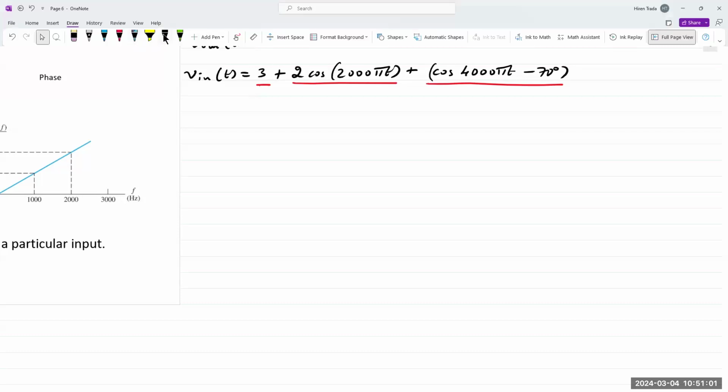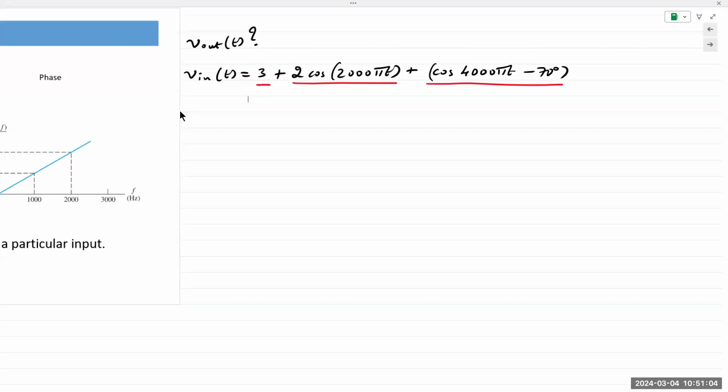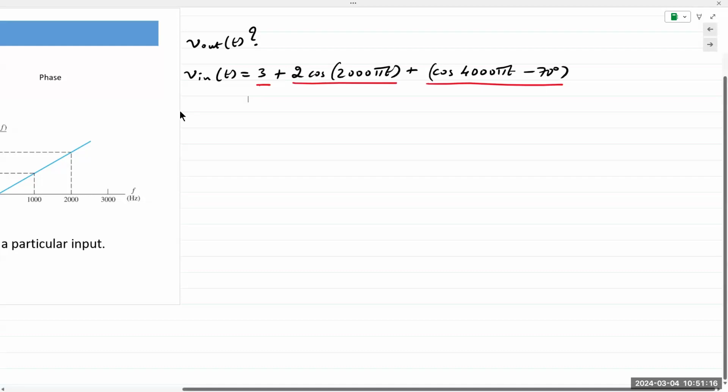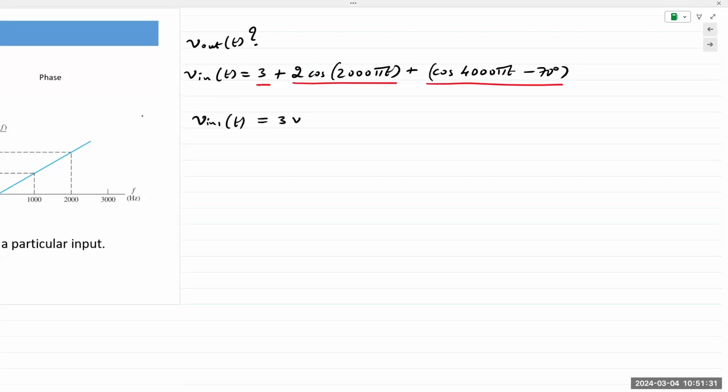Building off of that, the first thing we'd want to do is find how the circuit responds. Again, the circuit is not given to us. We don't really care what it is. We only have been given the H of F function in those two graphs. So what we would do is break this up into three different components. I will call it V in 1 of t, which is 3 volts, and extract the frequency information from there. And then V in 2, and then V in 3.